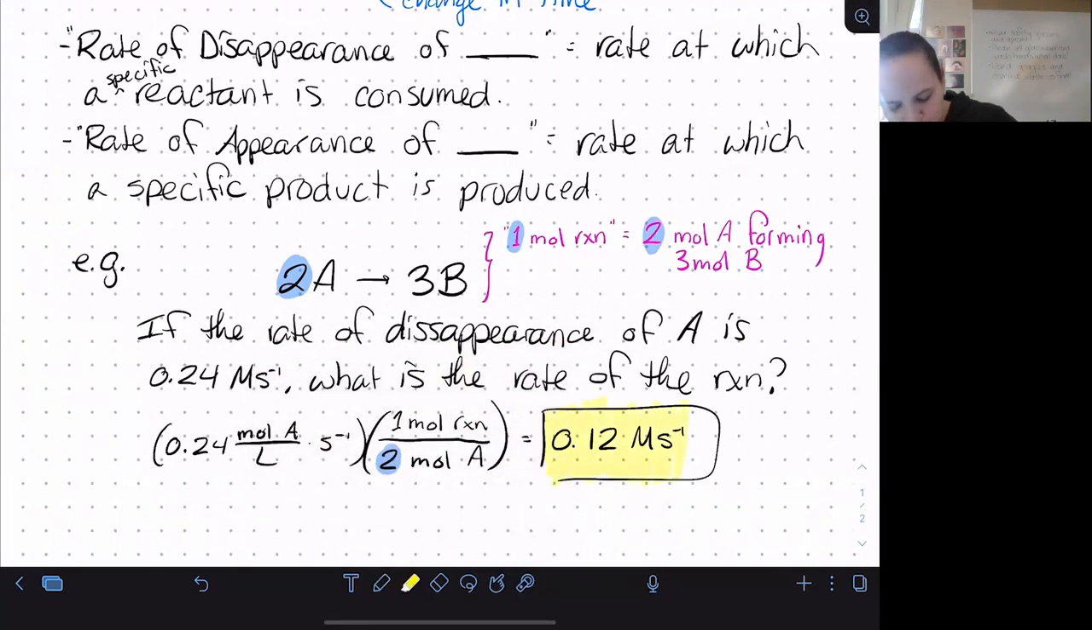So this is something that's pretty simple and it comes up a lot, but people tend to forget about this type of conversion, that the rate for an individual reactant or product is related to the rate of the reaction as a whole just by its stoichiometric coefficient.